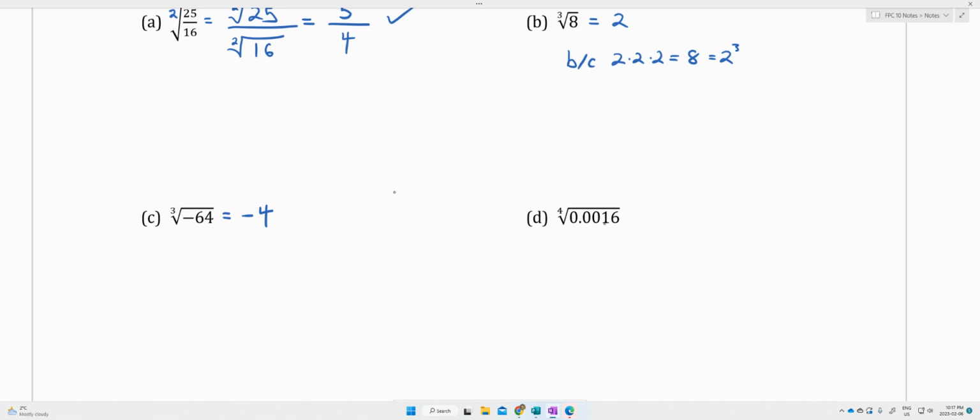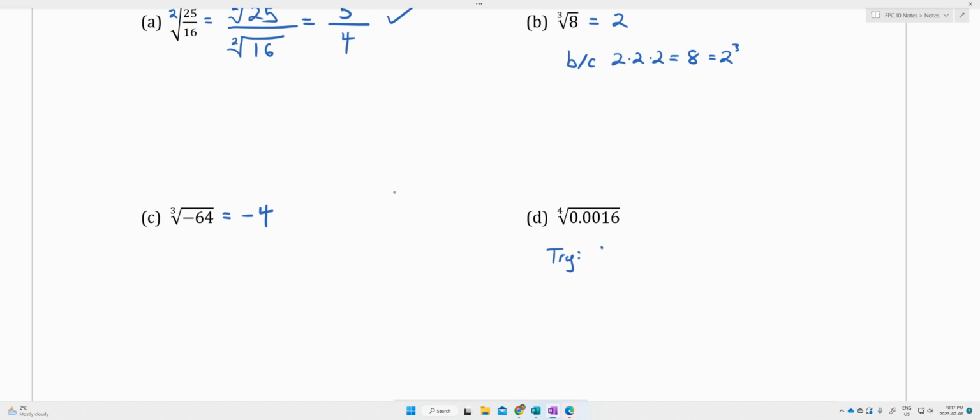Okay, so here's probably one of the most challenging ones we're going to see. We have a decimal and we're taking the 4th root of it. So what number times itself 4 times gives us 0.0016? So you've got to know a little bit about multiplying decimals, but you could try a couple different things. We're just going to try something and see what the result is.